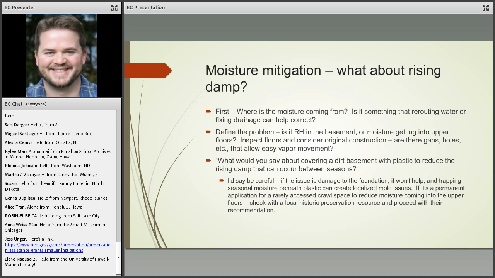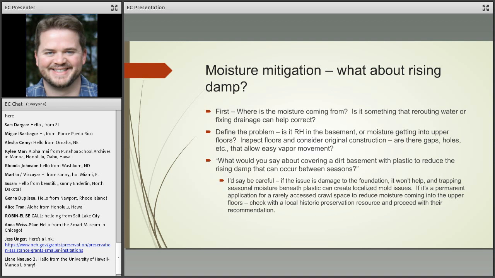The specific question that came in, and this is a good one, we've run into this a lot of times, at least I have personally. What would you say about covering a dirt basement with plastic to reduce the rising damp that can occur between seasons? And my response to that is really, it depends. And I understand that that's a little bit of a cop-out, but it's a situation where you really do need to be careful. Recognizing first that it all depends on what your concern and what your problem is.